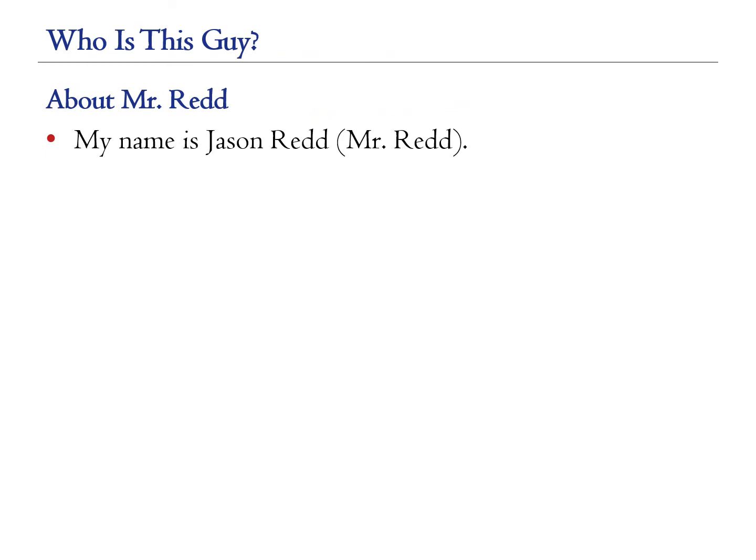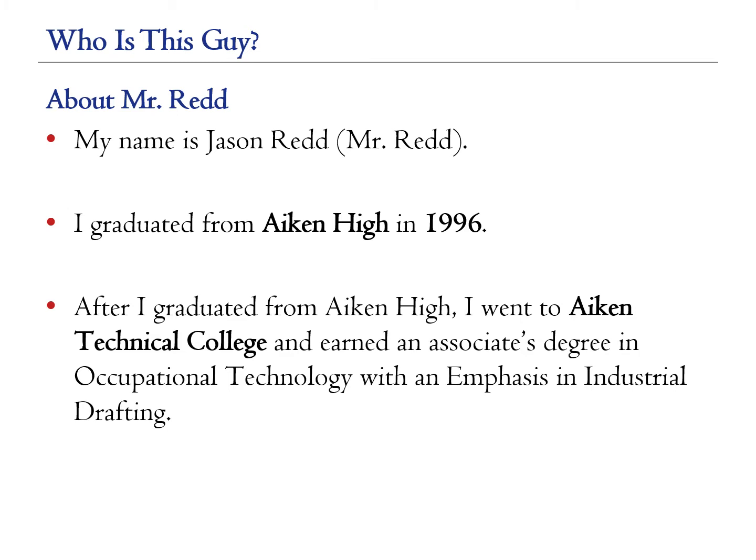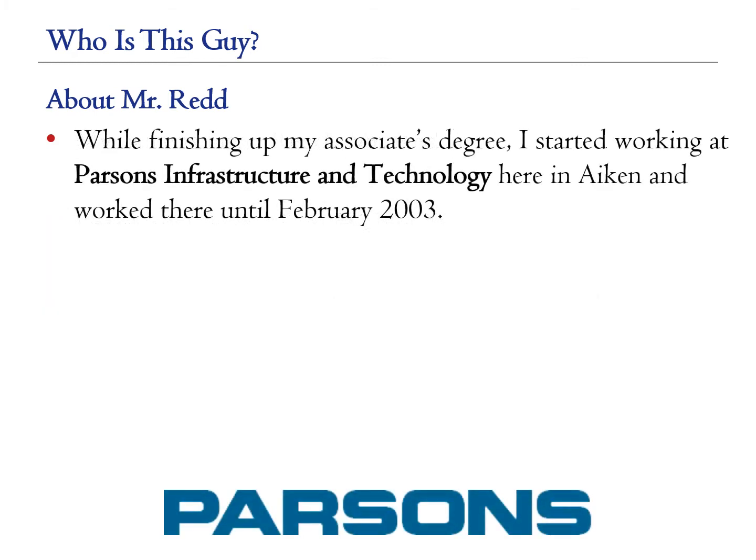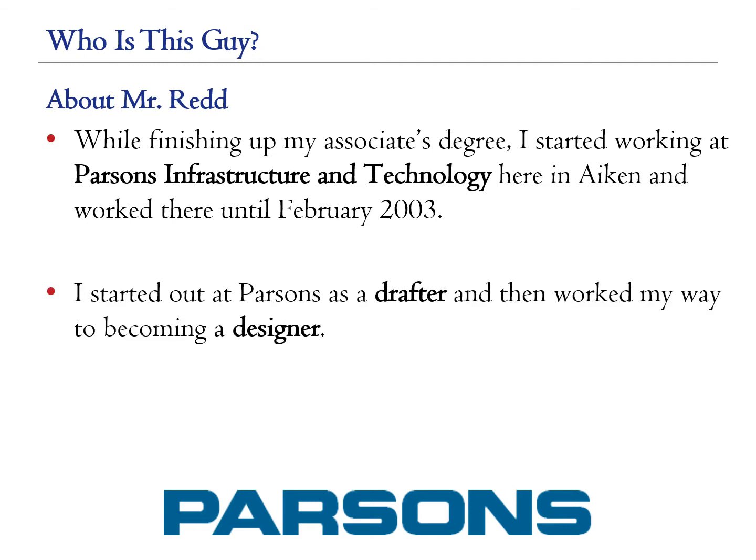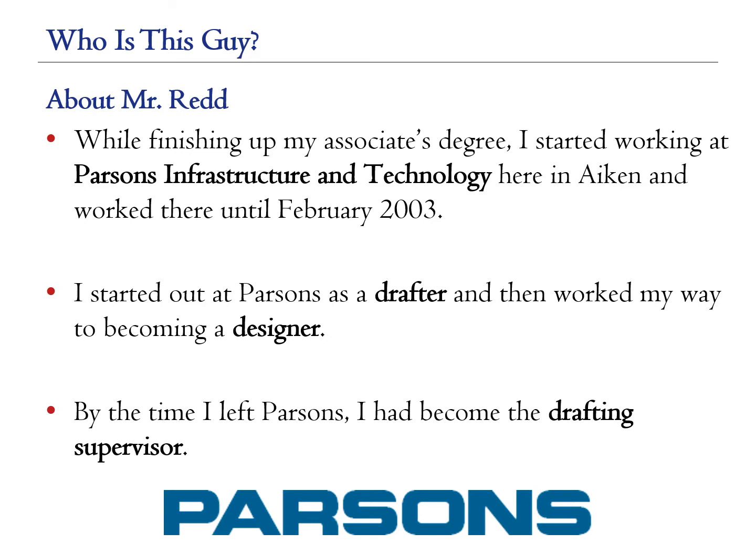So my name is Jason Redd, and I graduated from Aiken High in 1996. After I graduated from Aiken High, I went to Aiken Technical College and earned an associate's degree in occupational technology with an emphasis in industrial drafting. While finishing up my associate's degree at Aiken Tech, I started working at Parsons Infrastructure and Technology here in Aiken and worked there until February of 2003. I started out at Parsons as a drafter and then worked my way to becoming a designer. By the time I left Parsons, I had become the drafting supervisor.